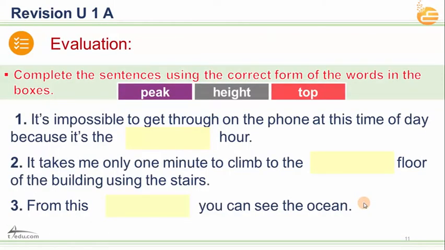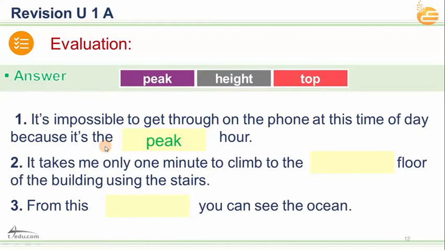Now let's put them into the spaces. Complete the sentences using the correct word or the correct form of the words given in the boxes. So we have peak, height, and top. One, it's impossible to get through on the phone at this time of day because it's the peak hour. Two, it takes me only 1 minute to climb to the top floor of a building using the stairs. And finally, the last word: from this height you can see the ocean.